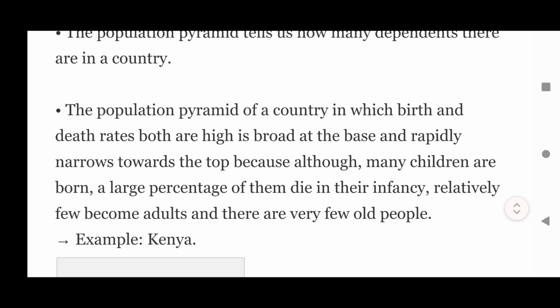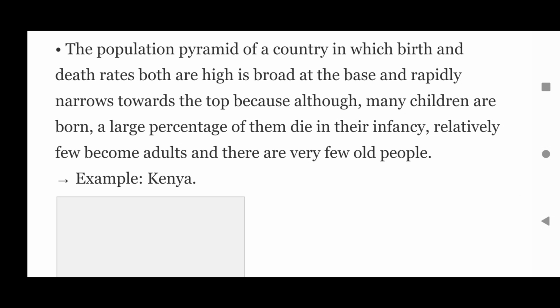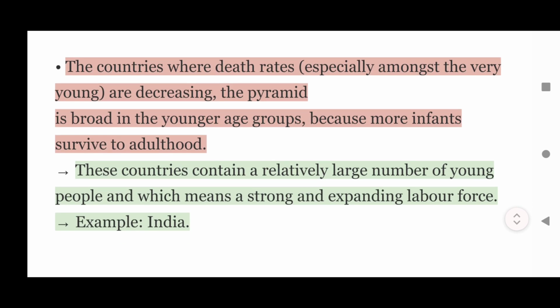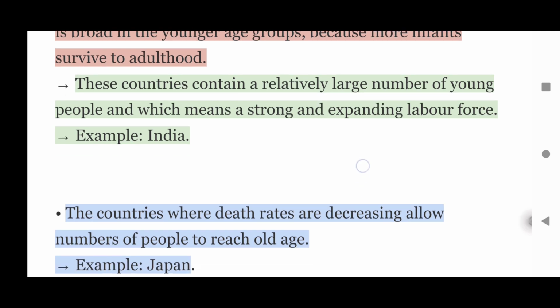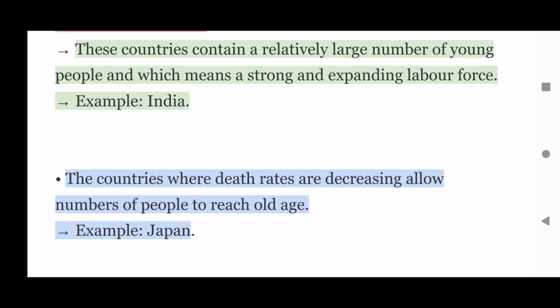The population pyramid of a country in which birth and death rates are both high is broad at the base and rapidly narrows towards the top because although many children are born, a large percentage of them die in infancy. Relatively few become adults and there are very few old people. For example, Kenya. In countries where death rates, especially among the very young, are decreasing, the pyramid is broad in the younger age groups because more infants survive to adulthood. These countries contain a relatively large number of young people, which means a strong and expanding labor force. Example, India. Those countries where death rates are decreasing allow a number of people to reach old age. For example, Japan. So this is the summary of the chapter.